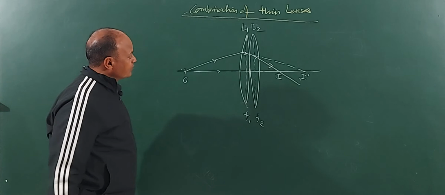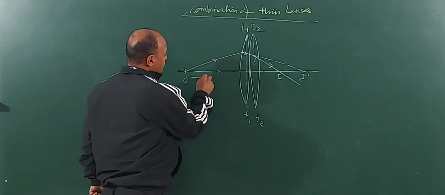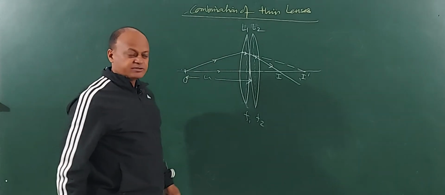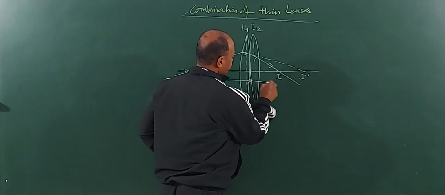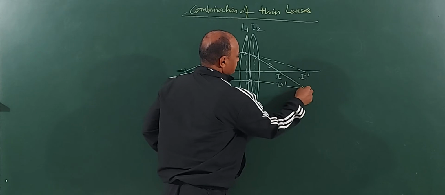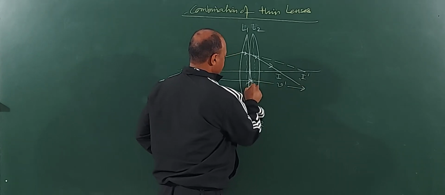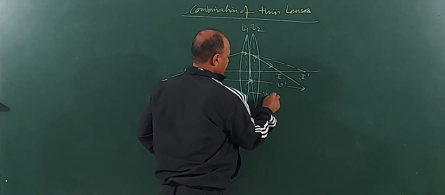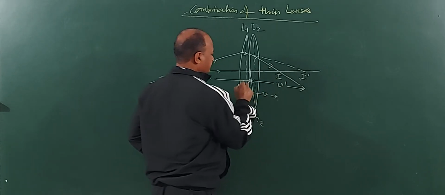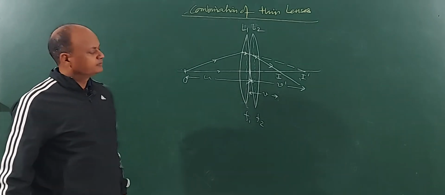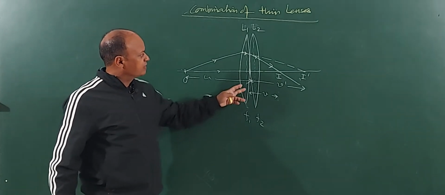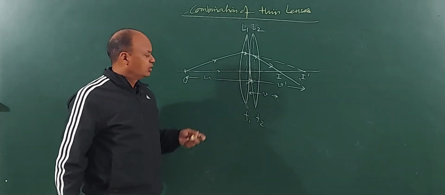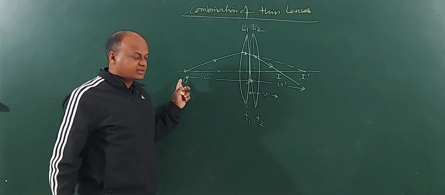Now I will assume that the object distance is u. Distance of the first image is v dash, and the final image is v. I am sure you understood the diagram. There are two lenses, L1 and L2, with focal lengths f1 and f2. They have been placed in contact coaxially. O is a point object on the principal axis.